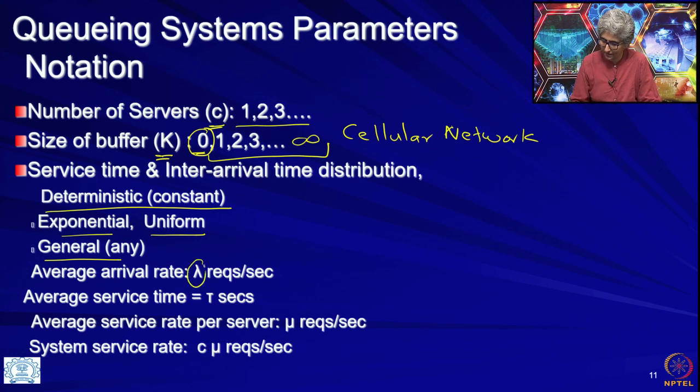Then we have the symbol lambda for the average arrival rate, the symbol tau for average service time, and the reciprocal of the service time is the average service rate. So mu here is equal to 1 by tau. And of course, then we have the system service rate, which will be C mu.